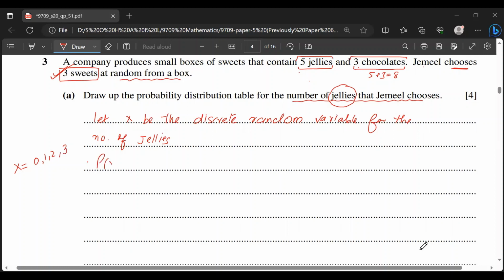So probability of X equals 0 means 0 jellies. There are 5 jellies, so 0 jellies means 5C0, no jelly out of 5, and we want to choose 3 finally, 3C3, meaning 3 out of 3 chocolates, divided by the total 8C3. When you simplify, it is 1 multiplied by 1 over 56. So 1 over 56 is the answer.